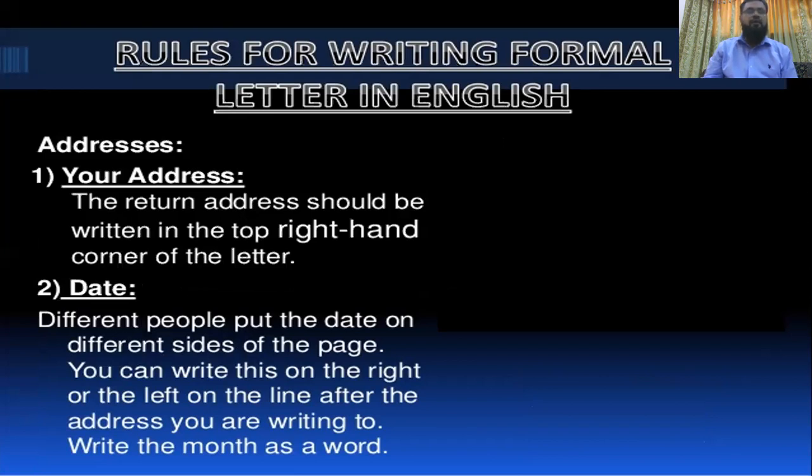Rules for writing a formal letter in English. First of all, address. Your return address should also be there to write. If you are using an envelope, then date. Different people use a date on different sides of the page, but you can write this on the right or left of the line after the address. So we'll discuss this in the next stage, inshallah.